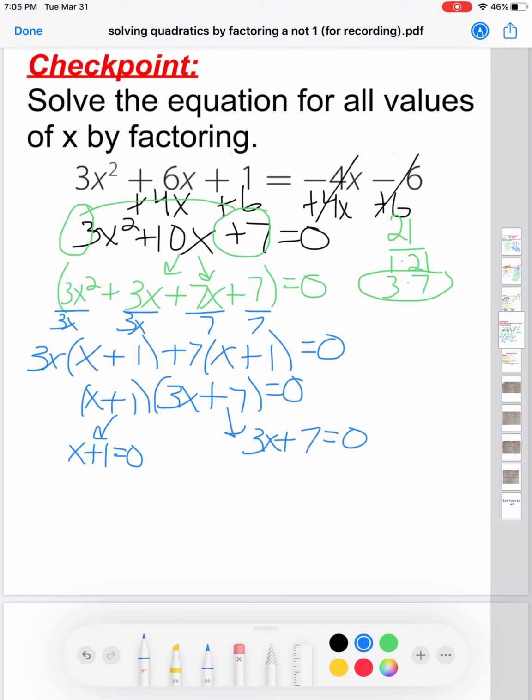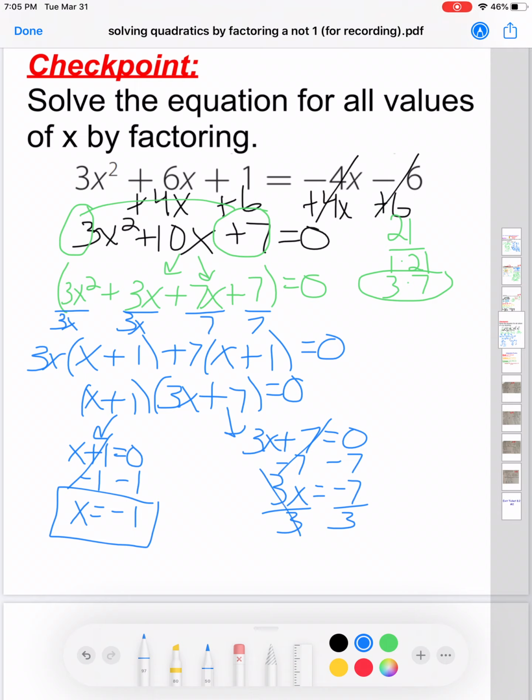also equal to 0. Using our inverse operations, in our first equation, we're going to subtract 1 on both sides, so we get x equals -1. Our second equation is going to take us 2 steps to solve. We'll start by moving the 7. And then we'll go ahead and divide both sides by 3.